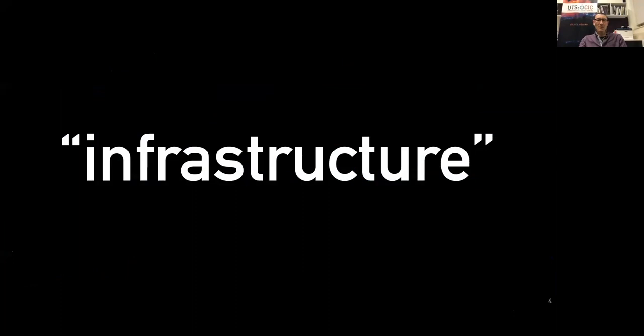So this word is one that on the one hand is very banal and refers to all the things in the background that we don't really want to have to think about unless something goes wrong, and then it suddenly leaps to the front of our consciousness.